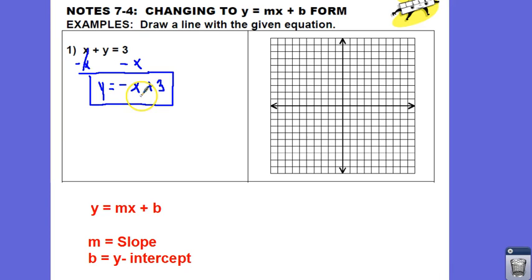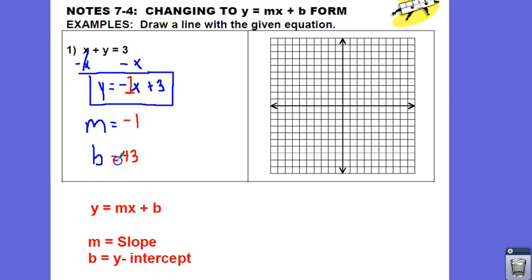Now that we have this in y equals mx plus b, we do the same thing we did yesterday. We need to figure out what our slope is and what our y-intercept is. Remember, our slope is what's attached to the x, which in this case is a 1 that's just not written. So our slope is going to be negative 1, and our y-intercept is going to be a positive 3.